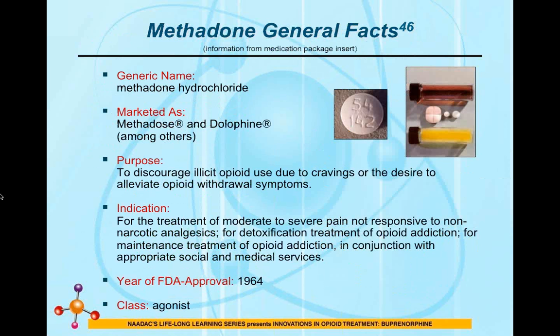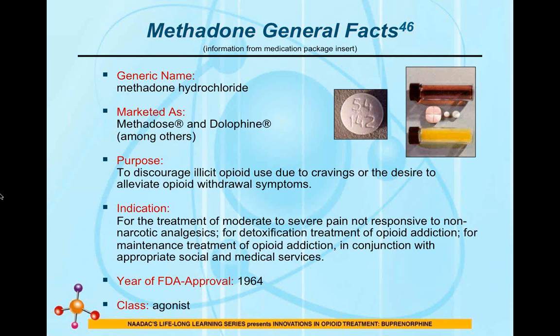So moving on to methadone, it works in a very different way. Methadone is called methadone hydrochloride. It's marketed as Methadose or Dolophine. It's got lots of other names as well because it's in generic form at this point. So those are just two of the main ones. It can be taken in pill form. It's also in a liquid. There's lots of different ways to take methadone.